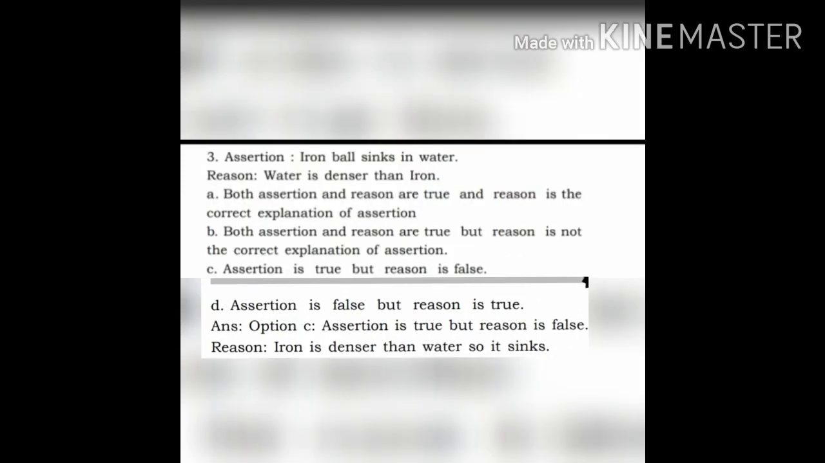Third one, assertion: iron ball sinks in water. Reason: water is denser than iron. What is the answer? Option C. Assertion is true but reason is false. What should be the reason? Iron is denser than water, so it sinks. Here also they are comparing the density. When you compare water and iron ball, the density of the iron ball will be more when compared to water. So the iron ball is denser than water, so it sinks.